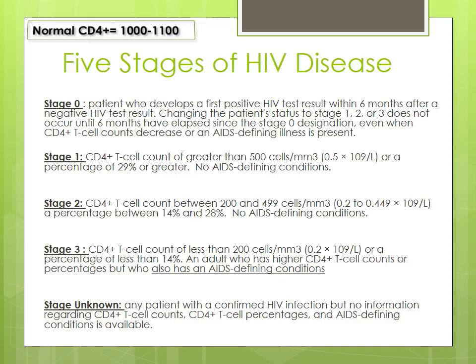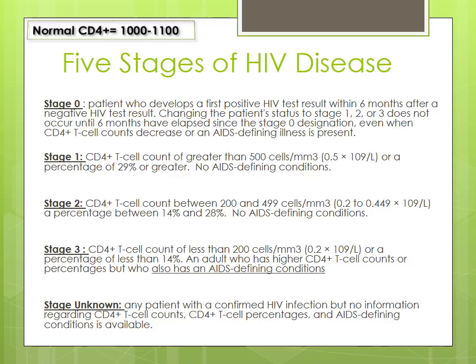Then you can go up to stage 1, which is a CD4 plus T cell count greater than 500 cells, or a percentage of 29% or greater. That 29% is just talking about the CD4 plus T lymphocyte percentage out of the total lymphocytes. So we're talking 29% or more. And at this point, too, they don't have any AIDS-defining conditions. Stage 2 is a CD4 plus T cell count between 200 and 499, percentage between 14 and 28, so the percentage and CD4 cell counts are going down, and they still don't have any of the AIDS-defining conditions.